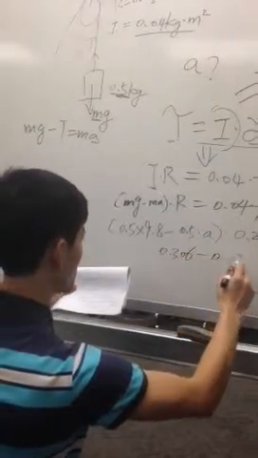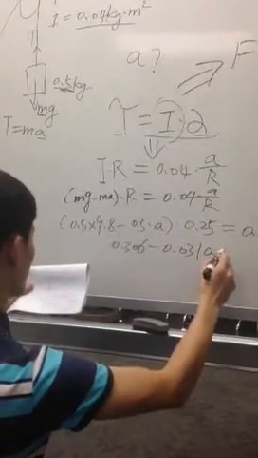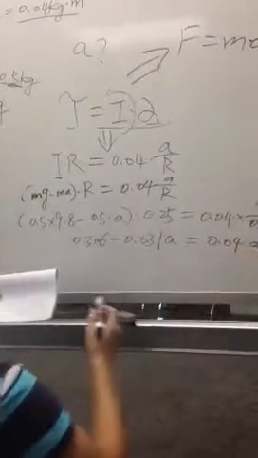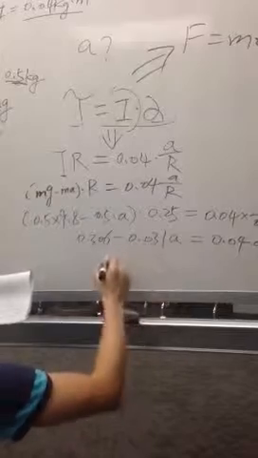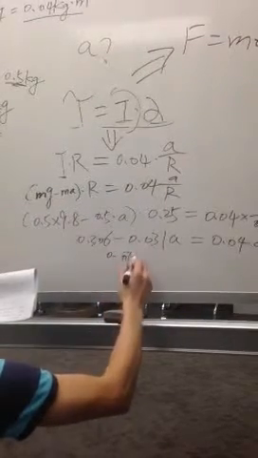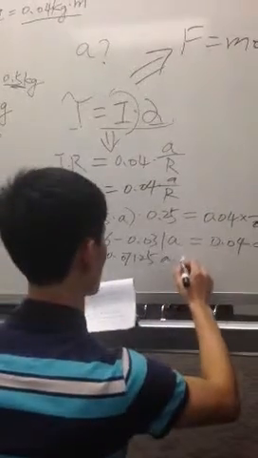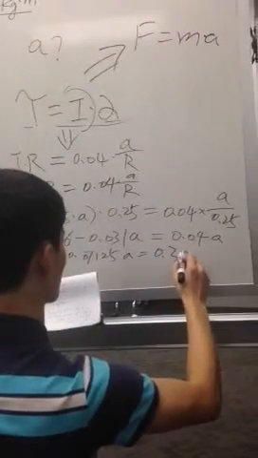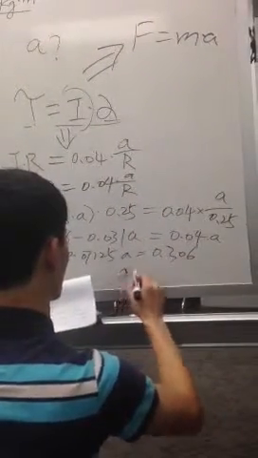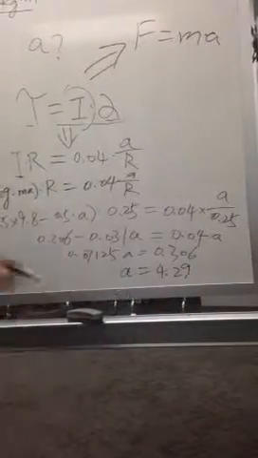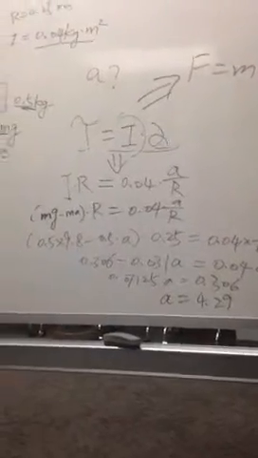Minus 0.031A is equal to 0.04A. And then you will get 25A. So you can use your calculator to see if you can get the same number. And then finally you can get A is equal to 4.29. So the correct answer will be C.